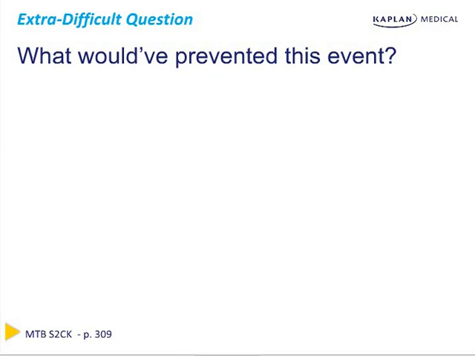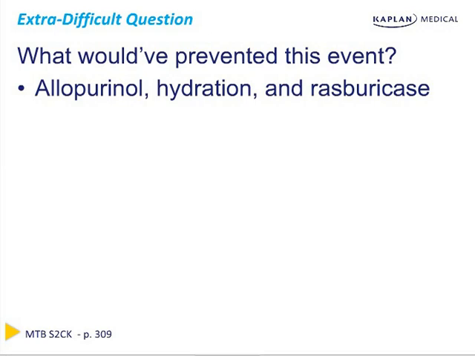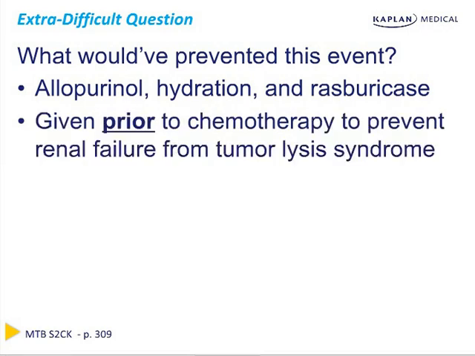So what might have prevented this event in our patient with multiple myeloma? Typically, the preventative medications we give somebody starting cancer treatment who's at risk for tumor lysis syndrome are allopurinol to control the uric acid, hydration because dilution is the solution to pollution, and rasburicase. These are given prior to the initiation of chemotherapy, and they can prevent renal failure developing from tumor lysis syndrome.